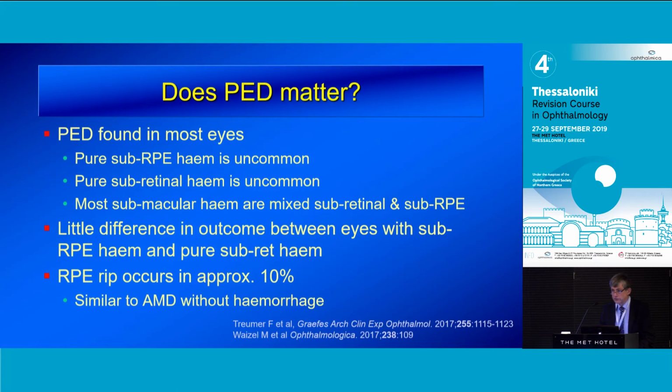Does pigment epithelial detachment matter? The short answer to that is no. Virtually all of these patients do have a pigment epithelial detachment, and virtually all of them have hemorrhage under the RPE. And it doesn't seem to make much difference whether it's primarily subretinal hemorrhage or primarily sub-RPE hemorrhage. RPE rip does occur in a number of these patients, but it also occurs in patients that are having anti-VEGF treatment in the presence of a PED, and the incidence is not that dissimilar.